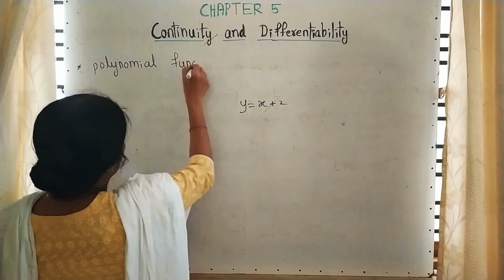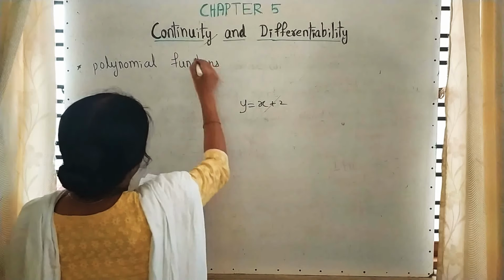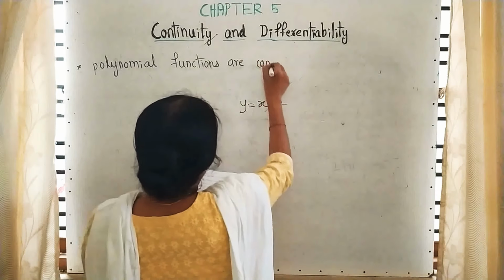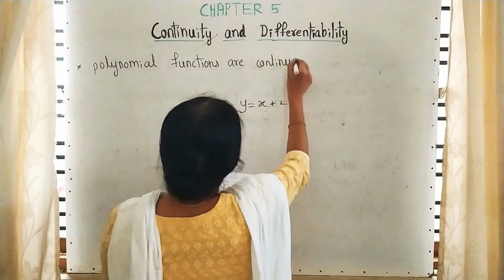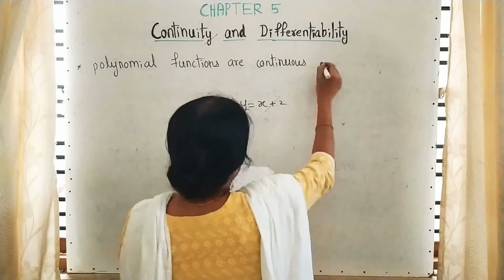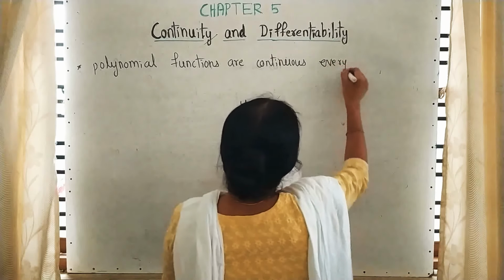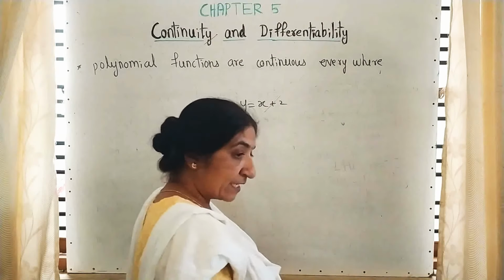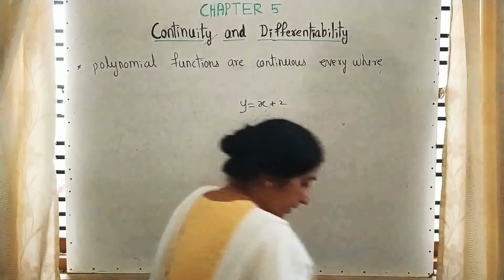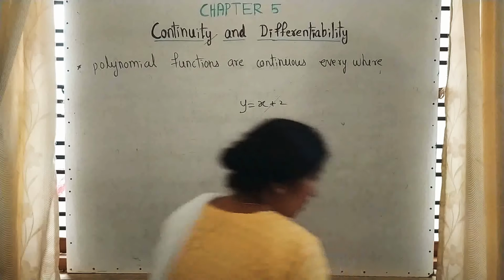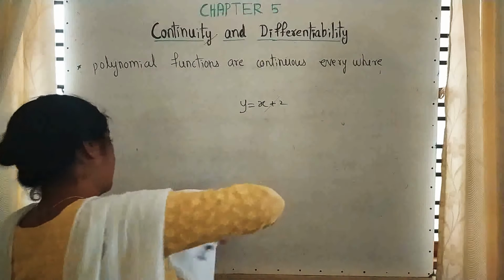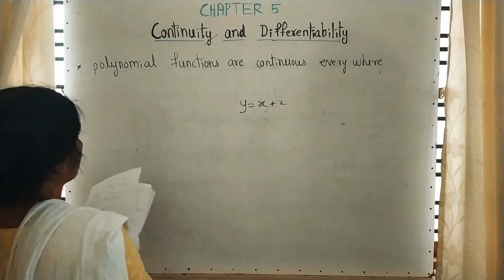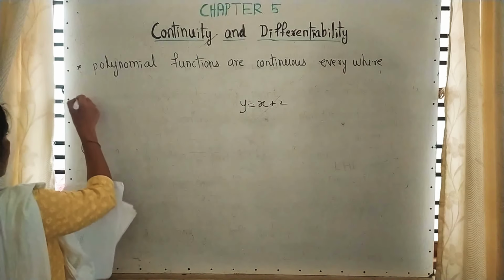Polynomial functions are continuous everywhere. Continuous everywhere. This concept you studied in the first PUC, polynomial. It may contain a linear equation, quadratic equation, cubic, and next onwards they are called polynomial functions. Next. Please note down this.